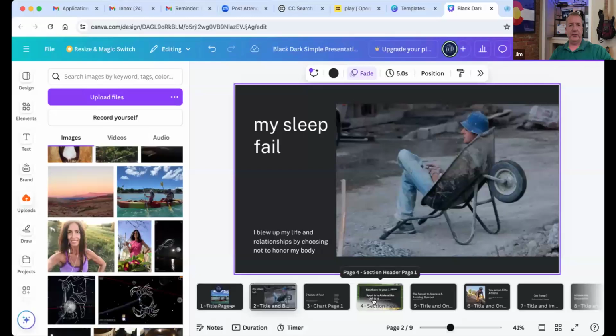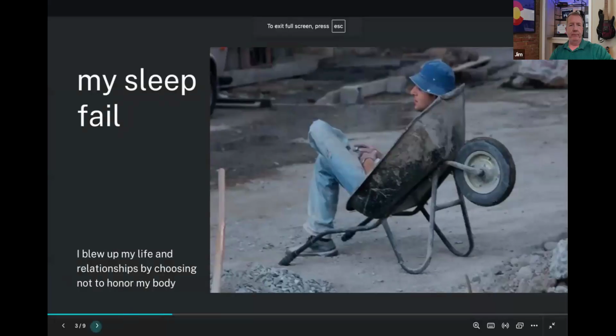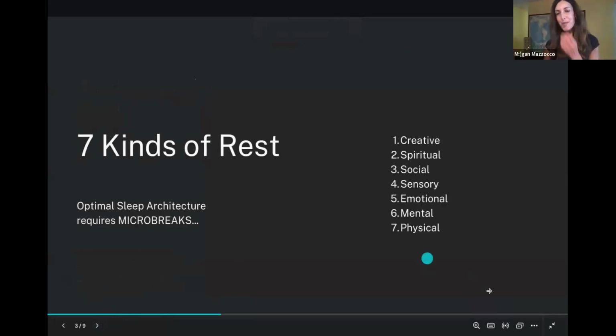And I learned that creative rest is actually one of 7 different types of rest that you need in order to get adequate sleep. So I have a slide for that so everybody can keep track if you want to see. By the way, I encourage everybody to take screenshots of this information. And I can share the presentation as well.